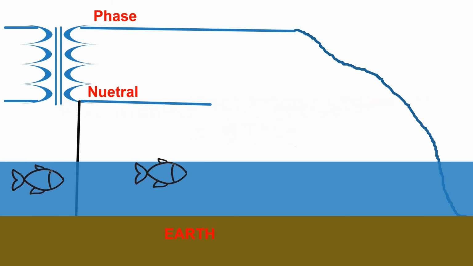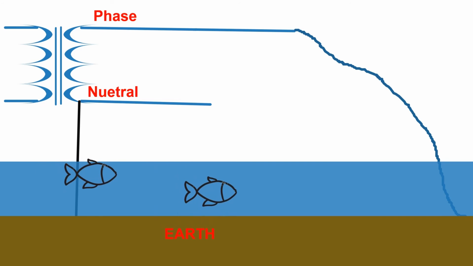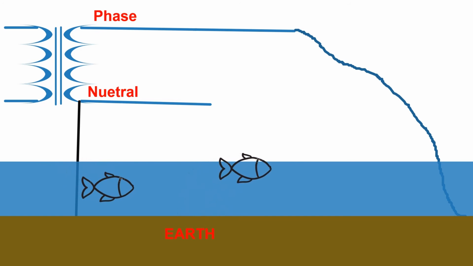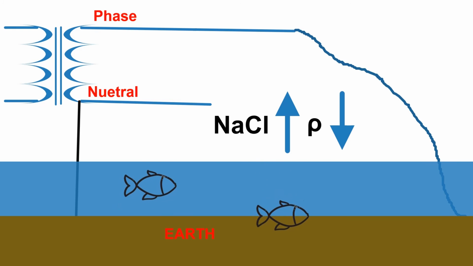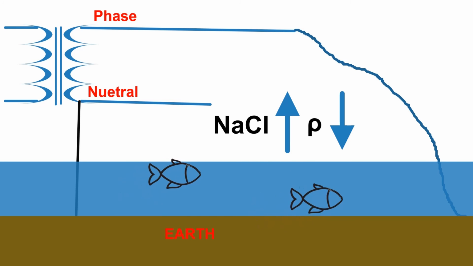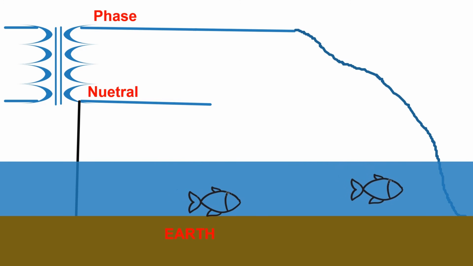What happens when a live phase wire falls in a pond? Will fish in the pond get shock? We will see that now. Two things to be noted here. Normally water does not conduct electricity, so fishes can move easily, without any issue. But if the salt content of water is more, then its resistivity decreases, and it starts conducting. So the fishes will find it difficult to move in the water.